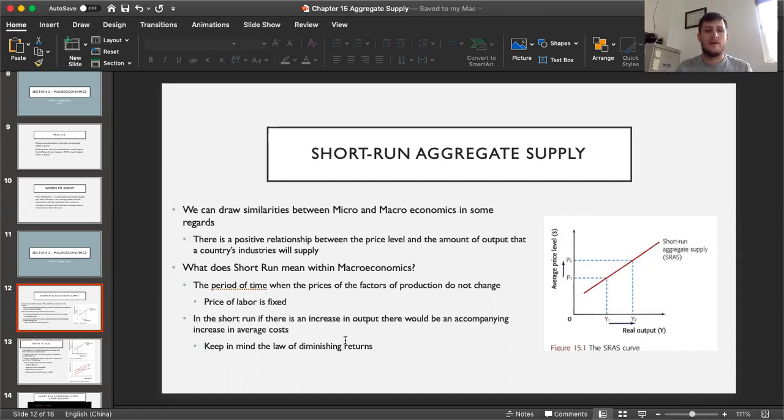So there is going to be that positive relationship between average price level and the amount of output that a country can produce. So what makes it short run? It's over a period of time, and it's where certain aspects of the factors of production are fixed. So we're not able to adjust all of the factors of production. This should be something similar to some of the stuff that the HLs might be familiar with already.